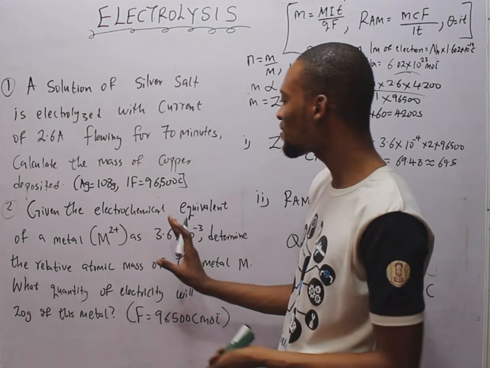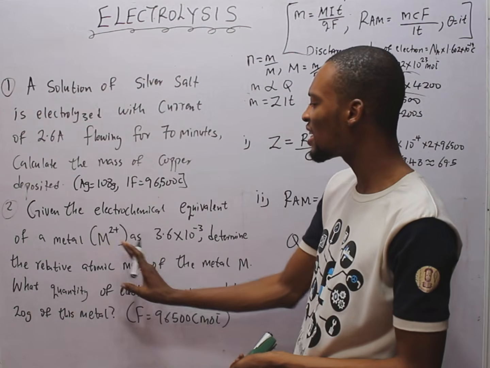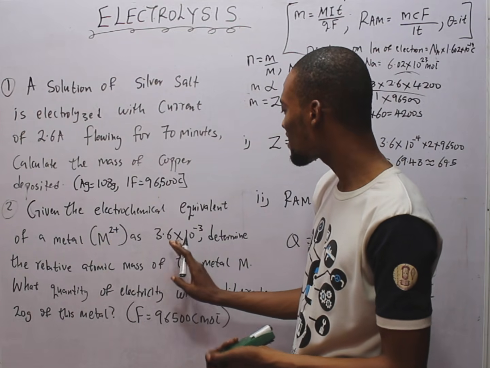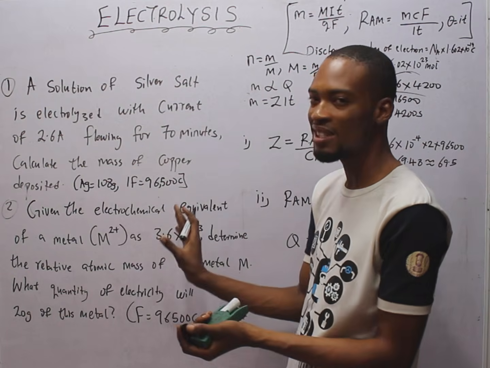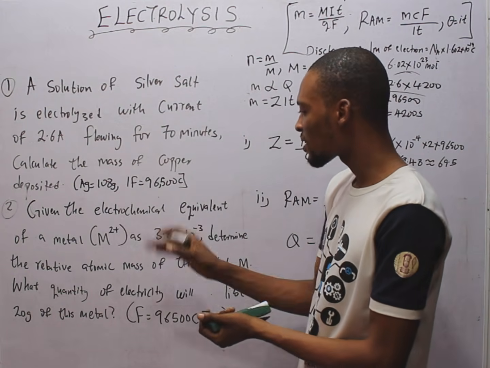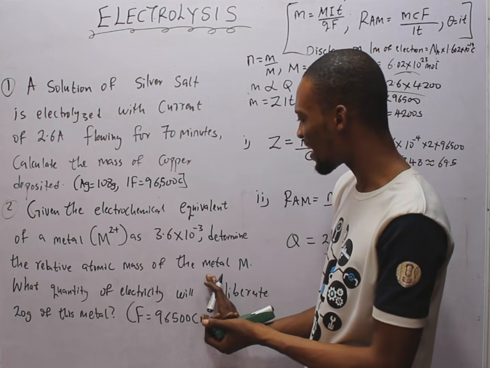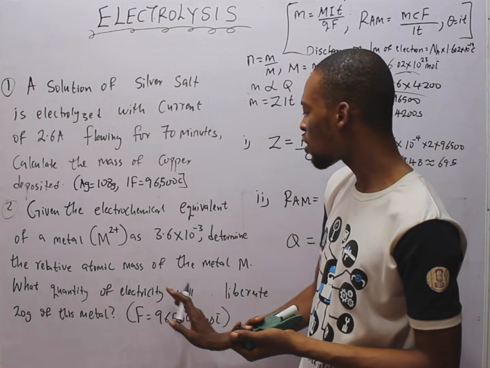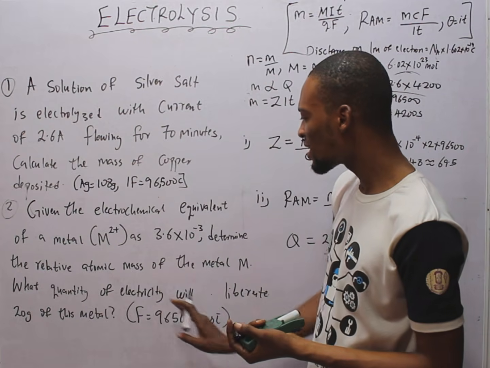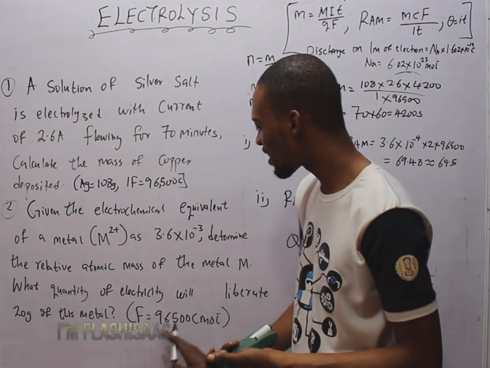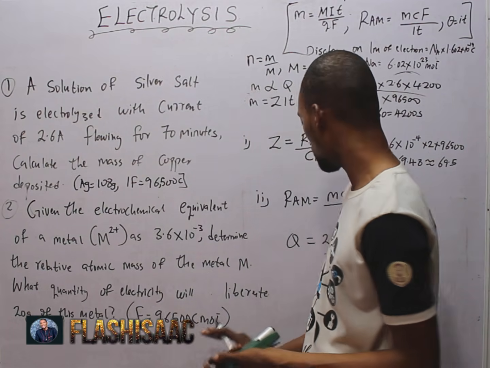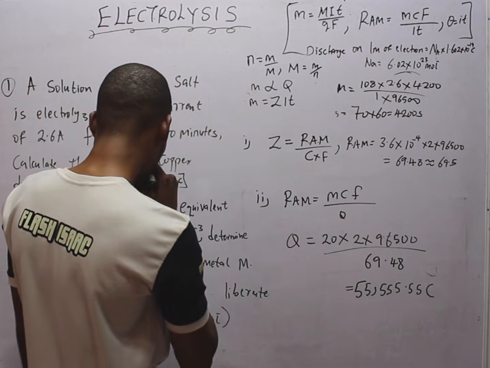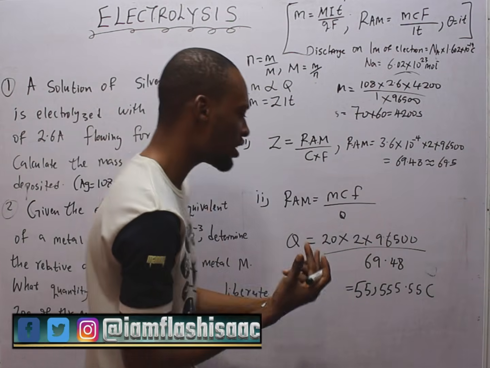For this question, it says, given the electrochemical equivalent of a metal M2+, the charge is 2+, as 3.6 times 10 to the power minus 3. This is Z, the electrochemical equivalent. Determine the relative atomic mass of the metal M. So first, determine the relative atomic mass. What quantity of electricity will liberate 20 grams of this metal, taking F to be 96500 coulomb? Now, the first part says find the relative atomic mass, and the second part says find the quantity of electricity.